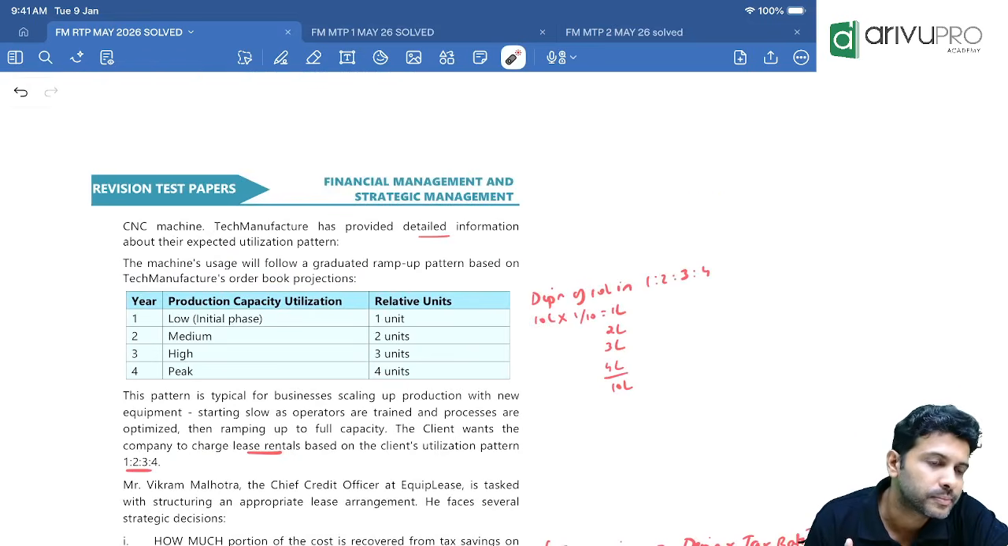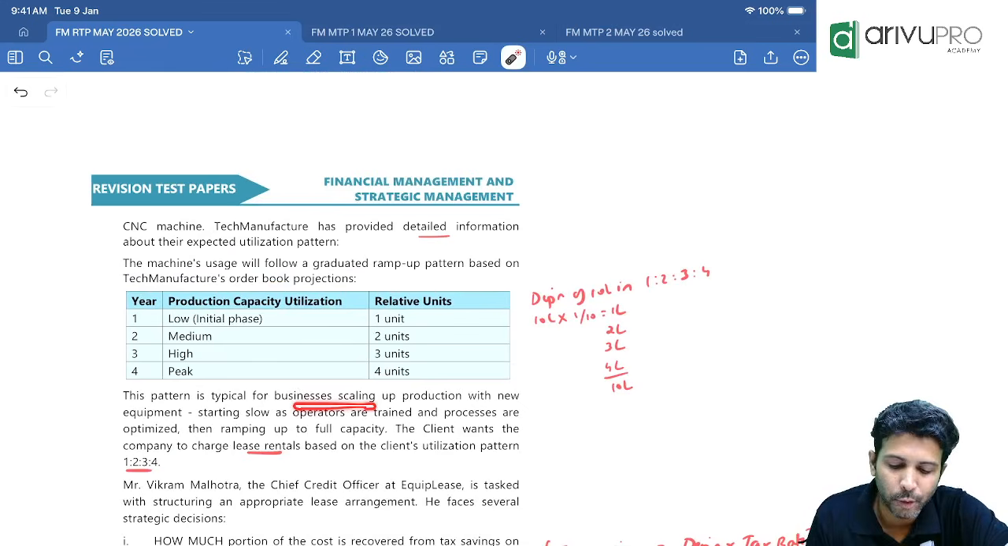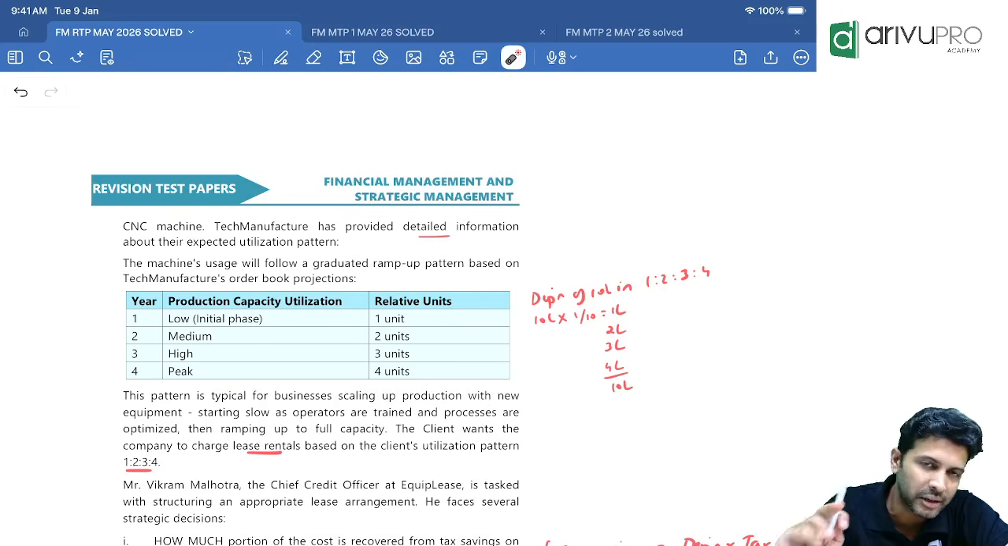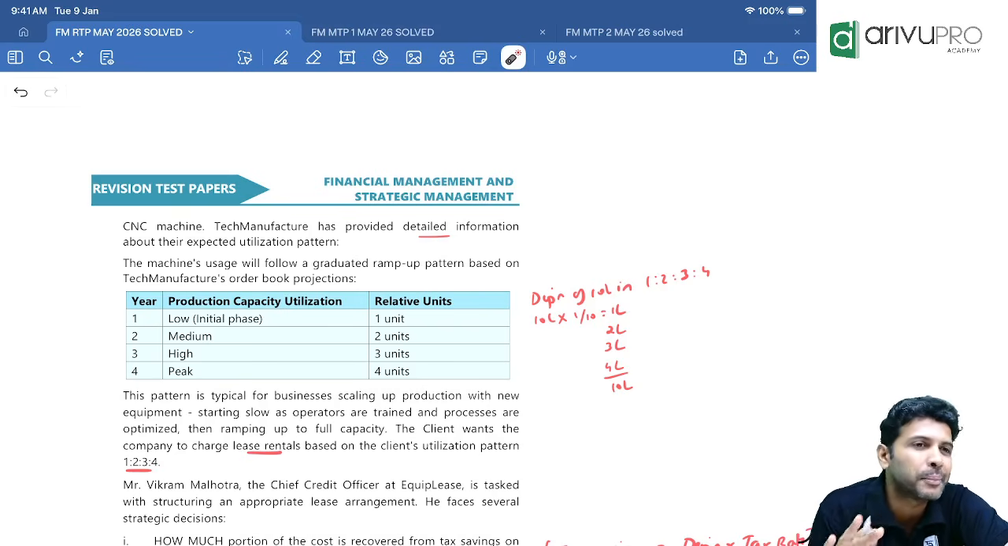Move on to the next one. This pattern is typical for a business scaling up production with the new equipment. Okay, fine. They're saying that pattern is justifiable. We don't need that explanation. We just needed the pattern.